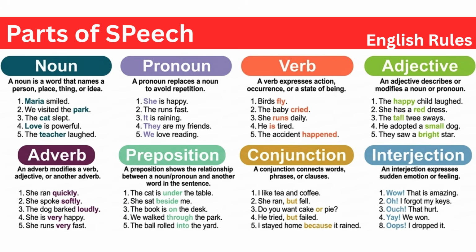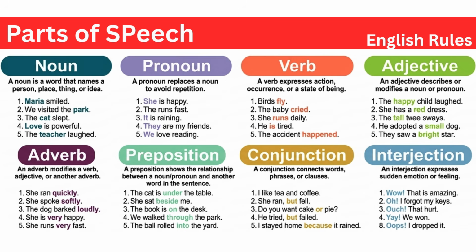Summary. Noun. Names a person, place, thing, or idea, like Maria, park, cat. Pronoun. Replaces a noun to avoid repetition, like she, it, they. Verb. Expresses action or a state of being, like fly, runs, is. Adjective describes or modifies a noun, like happy, red, tall.